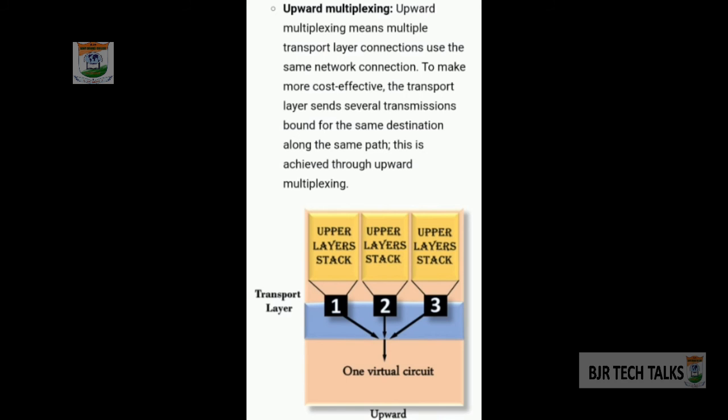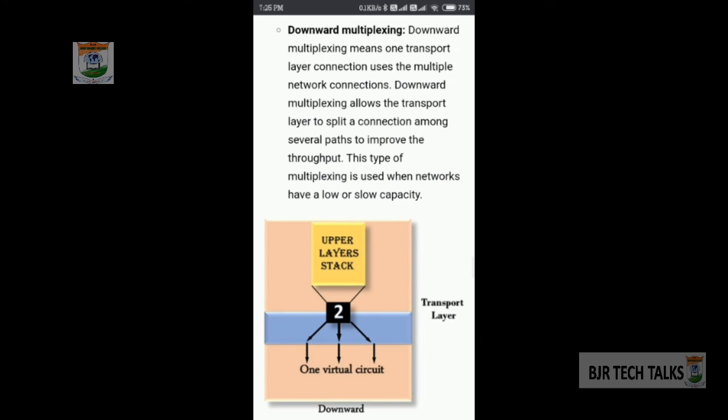Multiplexing is of two types: upward multiplexing and downward multiplexing. Upward multiplexing means multiple transport layer connections use the same network connection to be more cost effective. Here, three transport layers use and establish only one network to reach the network layer. It is upward multiplexing.